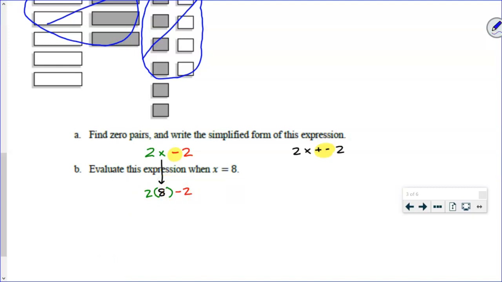We need to simplify according to the order of operations, which means, yes, there are grouping symbols, but the reason I put those grouping symbols in is because I was substituting the value in. So those grouping symbols are really there because of the multiplication that's happening. No exponent, so I can jump ahead to that multiplication. 2 times 8 is 16. 16 minus 2 simplifies to 14. So we evaluated this expression when x equals 8, and the result is 14.